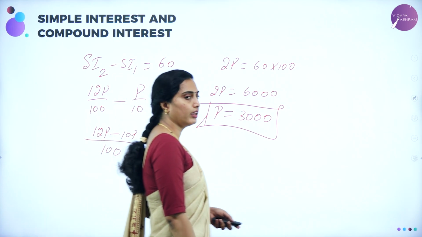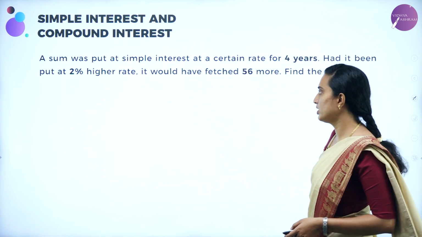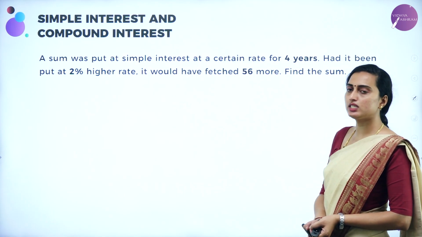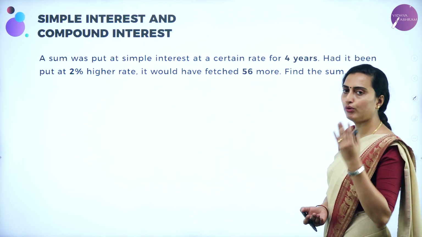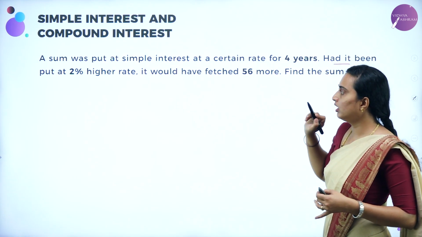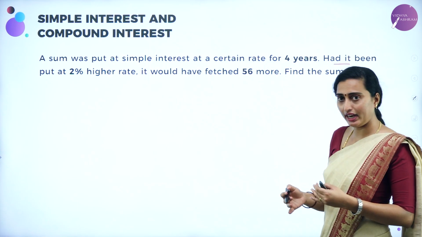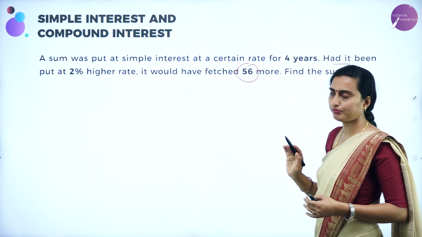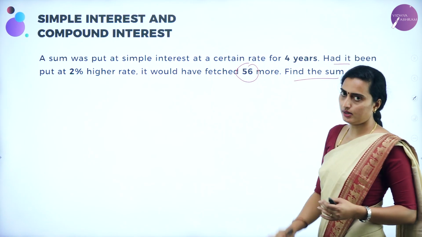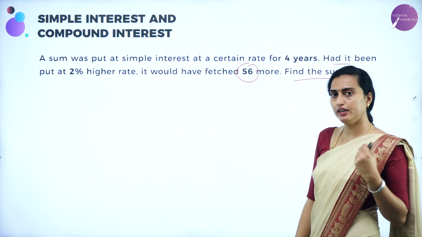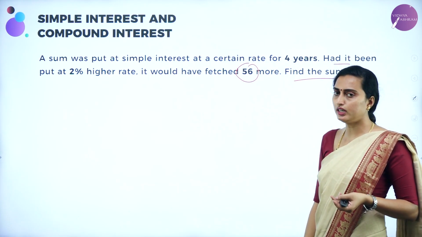Understood? Okay, we'll move on to the next question. A sum was put at simple interest at a certain rate for 4 years. Had it been put at a 2% higher rate, it would have fetched 56 more. Find the sum, they have asked. Here also we are going to have simple interest 1 and simple interest 2, then we are going to take the difference.